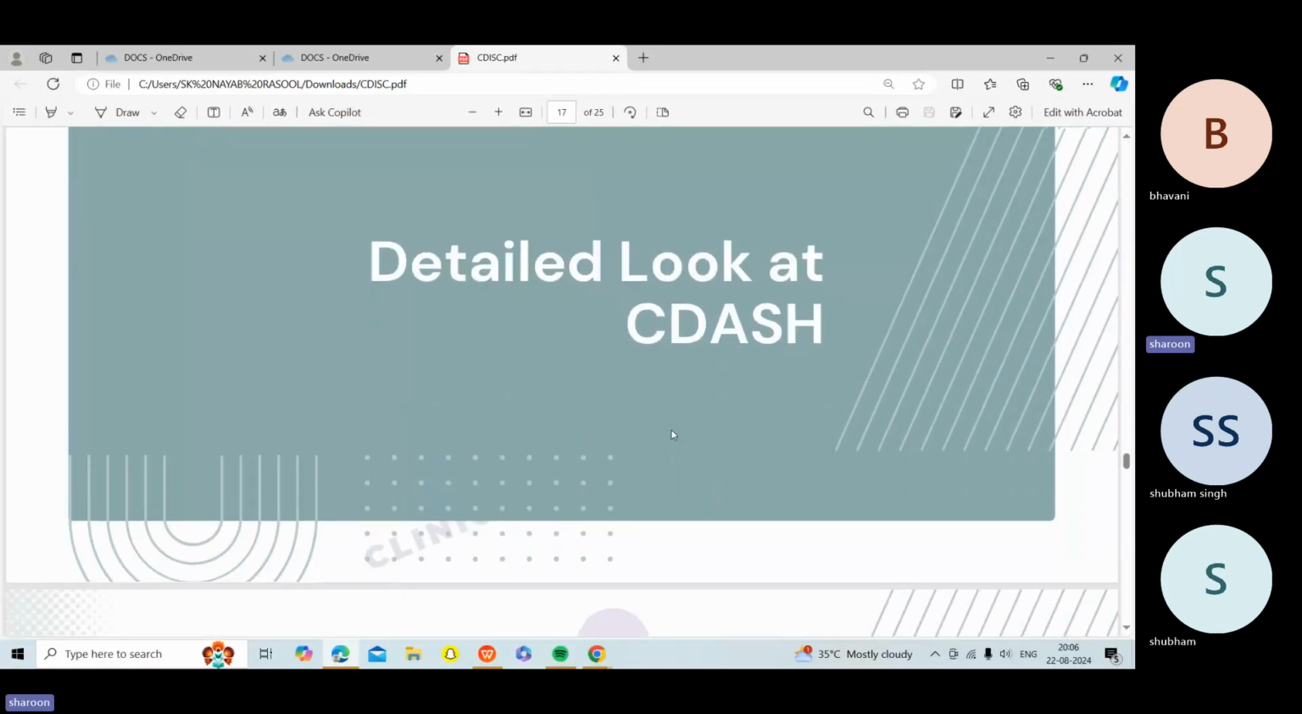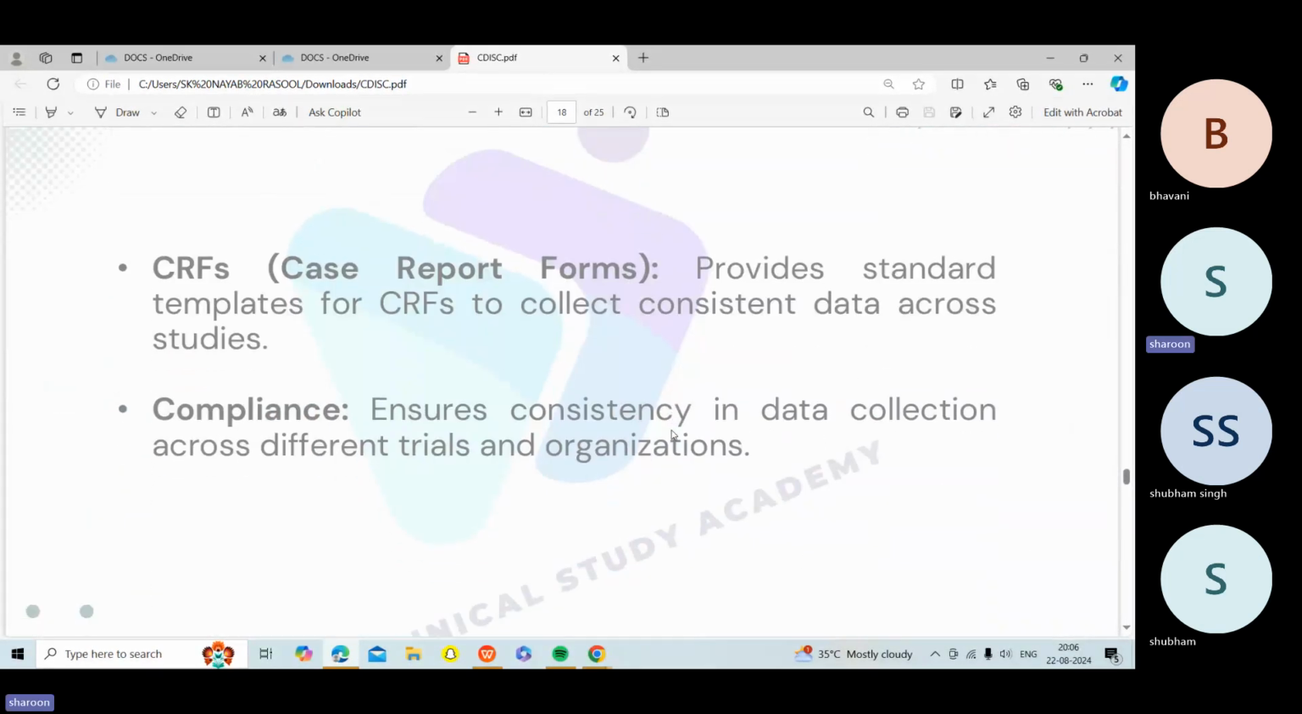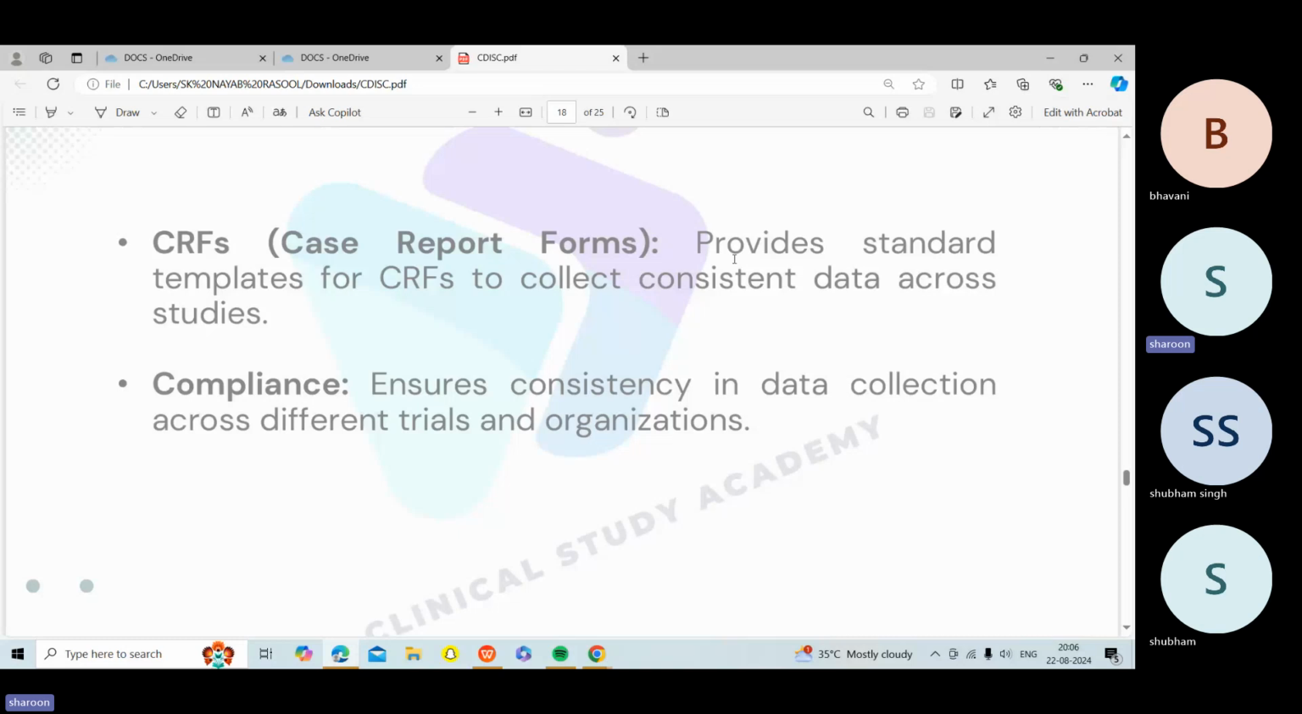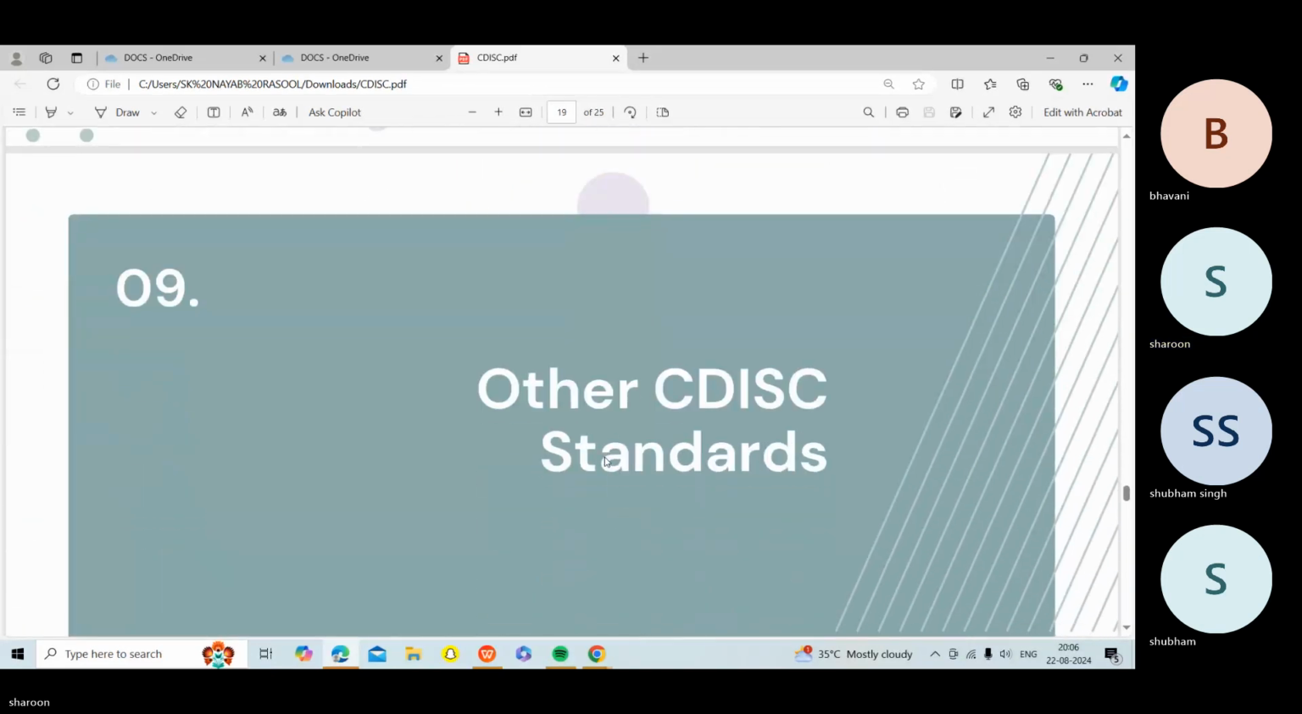Detailed look at CDASH. CRFs, case report forms: provides standard templates for CRFs to collect consistent data across studies. Compliance: ensures consistency in data collection across different trials and organizations.